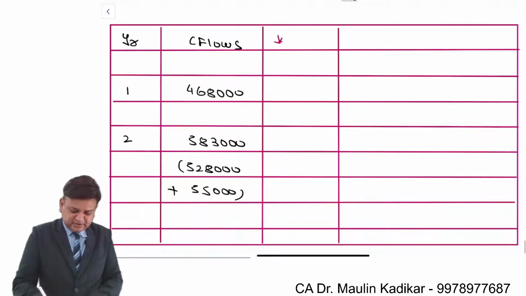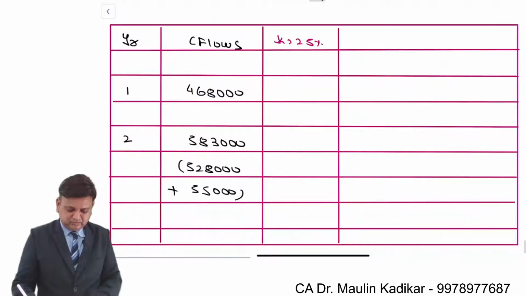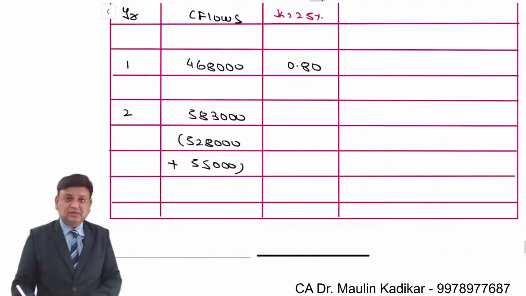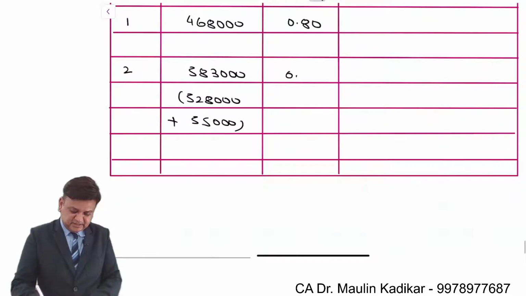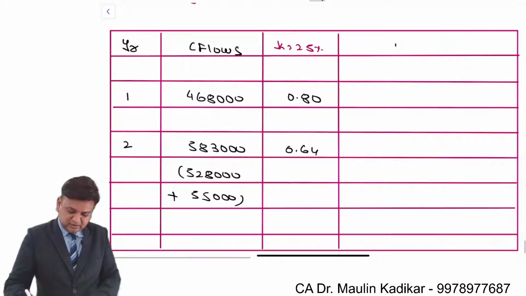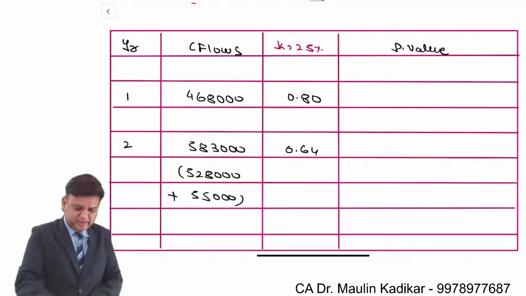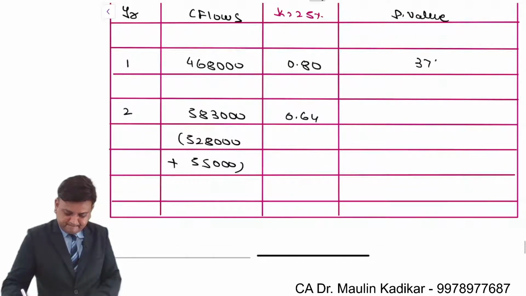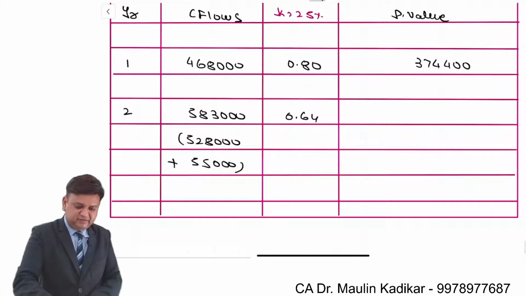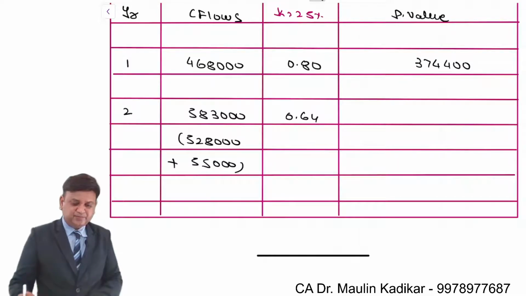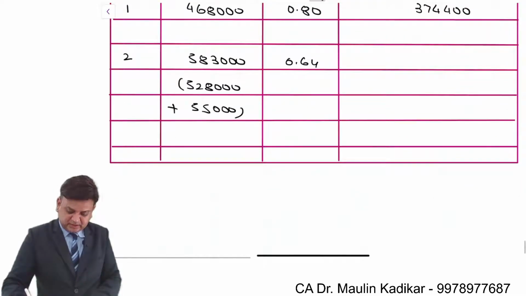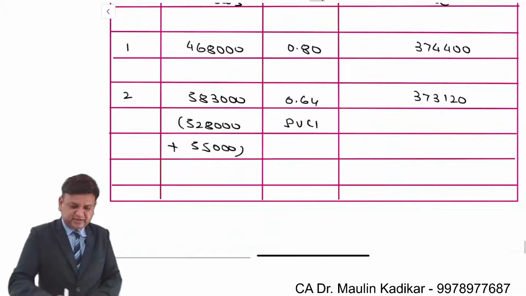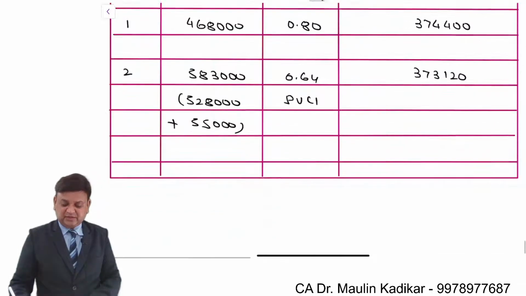Discounting at the rate of 25%. Factors have been given to us in the question: 80 paise for the first year and 64 paise for the second year. Present value: 468 into 0.8, so 3,74,400. 5,83,000 into 0.64, 3,73,120. Total of both of them is the present value of the cash inflow, 7,47,520.